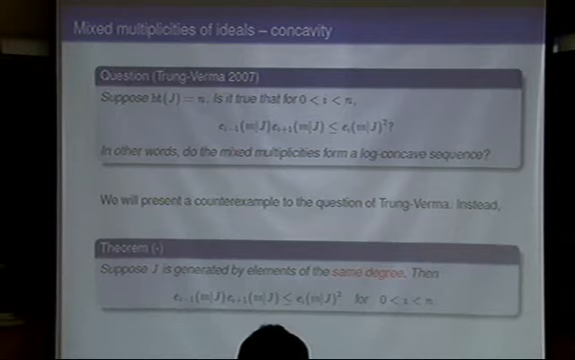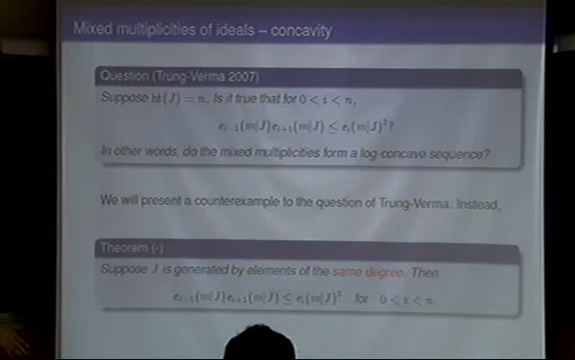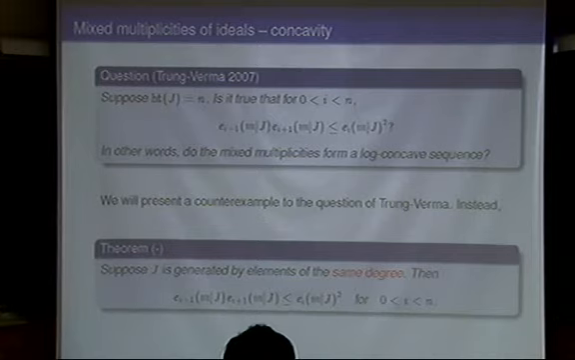Just for emphasis, J generated by elements of the same degree is even stronger than J just being a homogeneous ideal. J is homogeneous, and it can be generated by elements of a fixed degree, say 5.